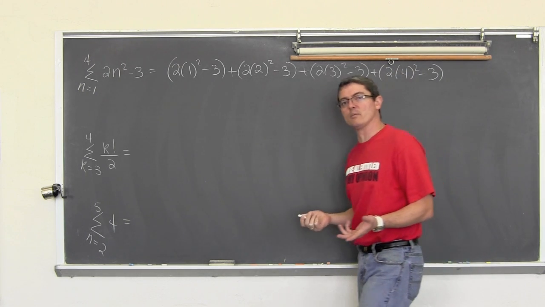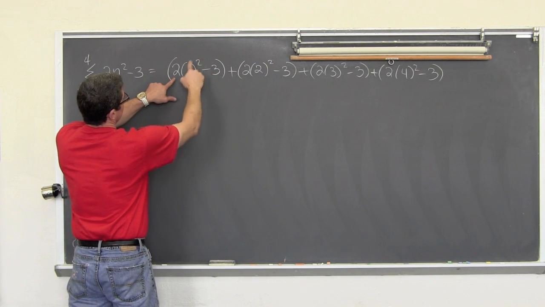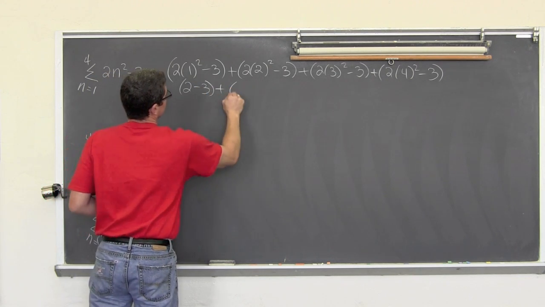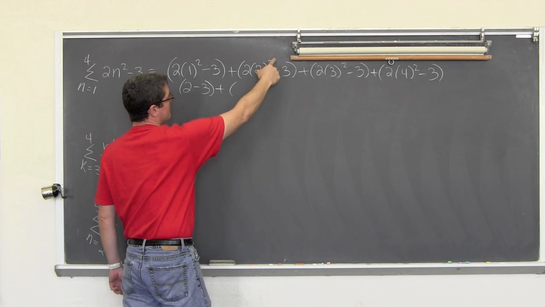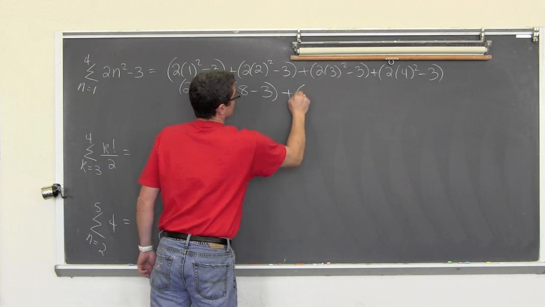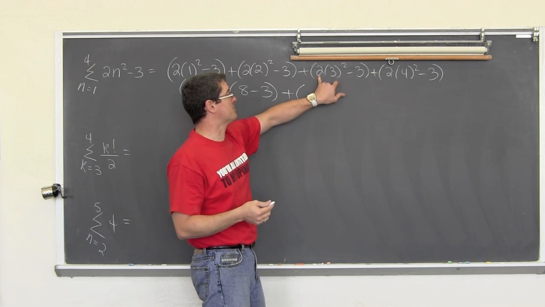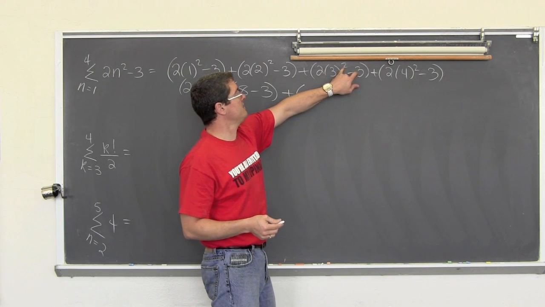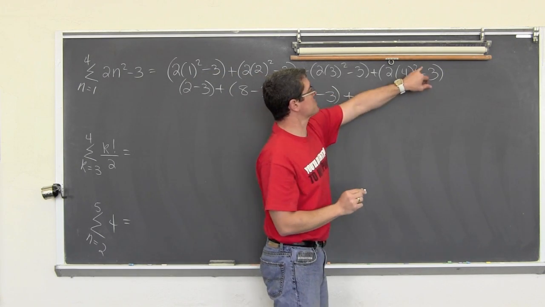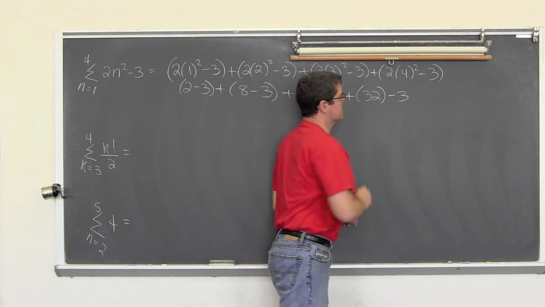All we've got left to do is a little bit of arithmetic and find the sum. 1 squared is 1, and 1 times 2 is 2, so we have 2 minus 3, plus 2 squared is 4, and 4 times 2 is 8, minus 3, plus 3 squared is 9. Don't forget to do your exponents first before you multiply. So 3 squared is 9, times 2 is 18, minus 3, and then 4 squared is 16, times 2 is 32, minus 3.